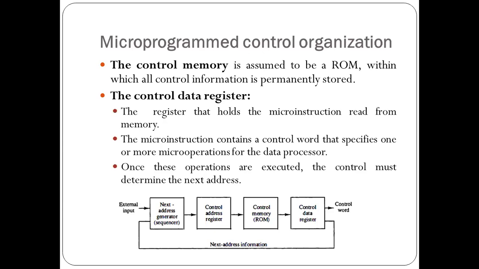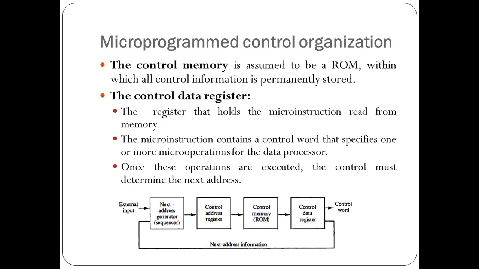It has a series of micro instructions. The address of the micro instruction will be generated by the next address generator. We call that a sequencer. So this sequencer provides the control address information, which is stored in your control address register, by which the control word is extracted from the control memory. The control word will be available in a control data register.